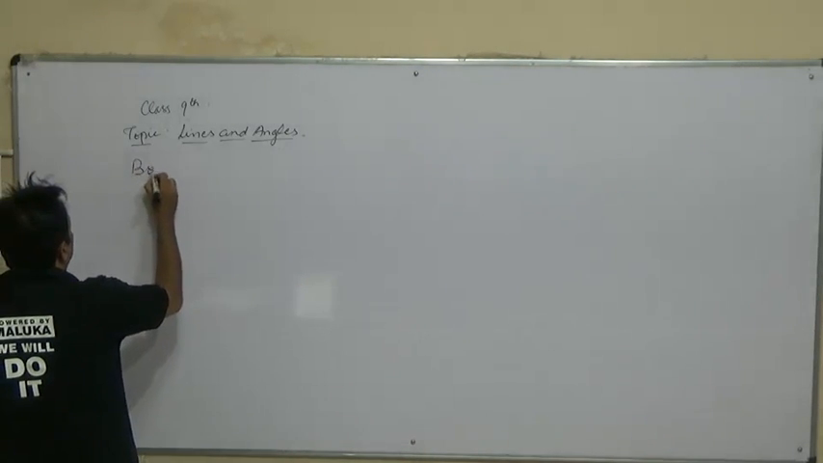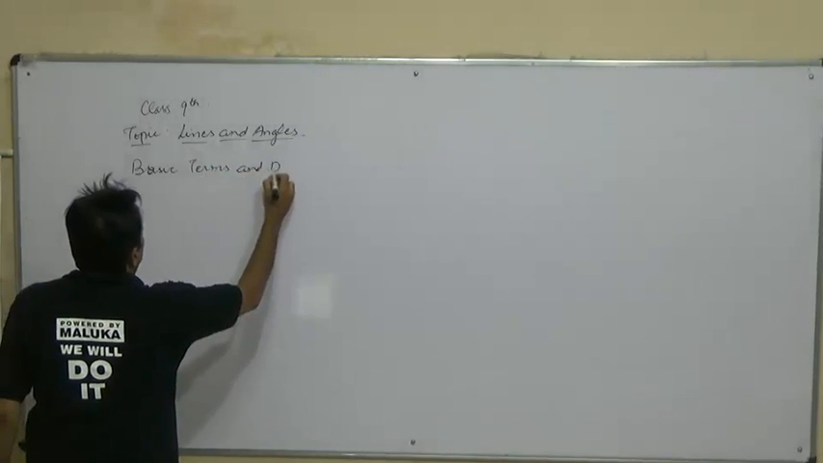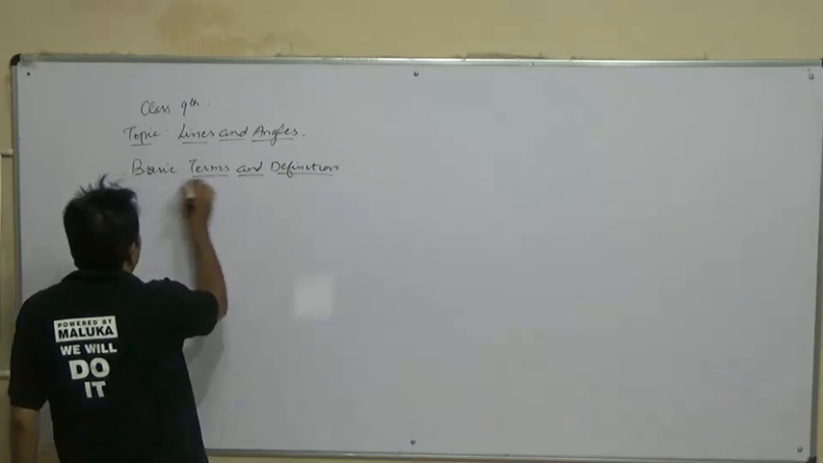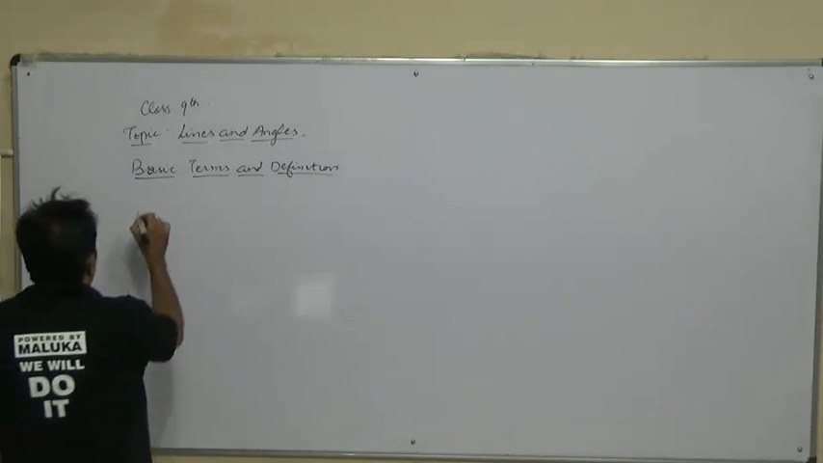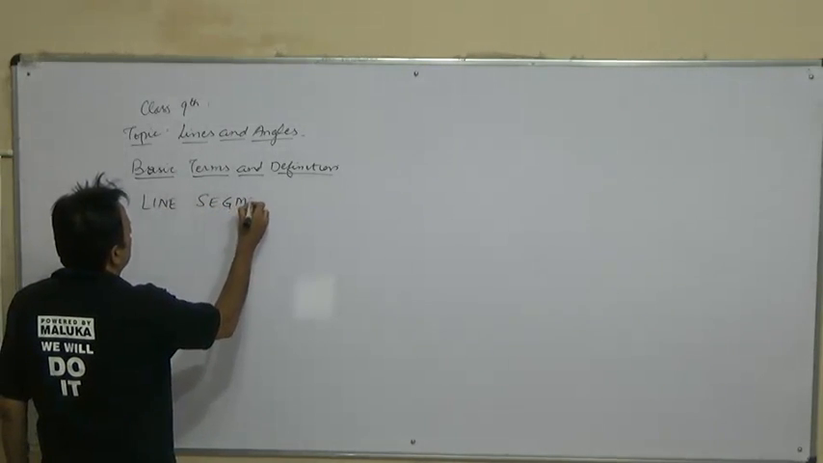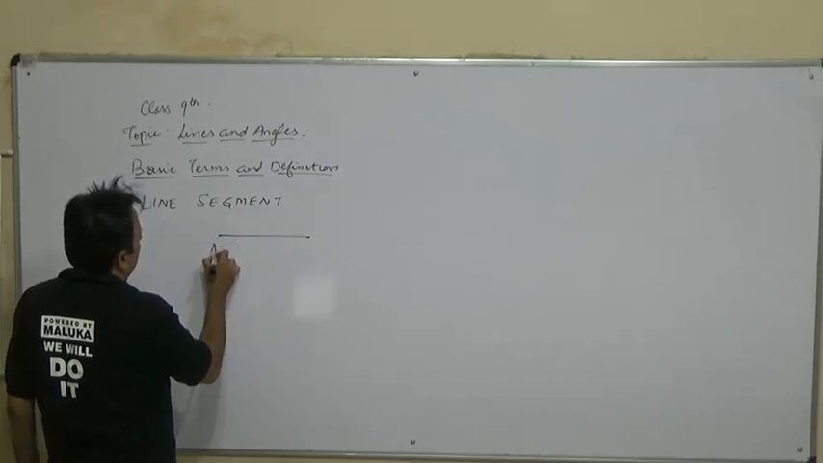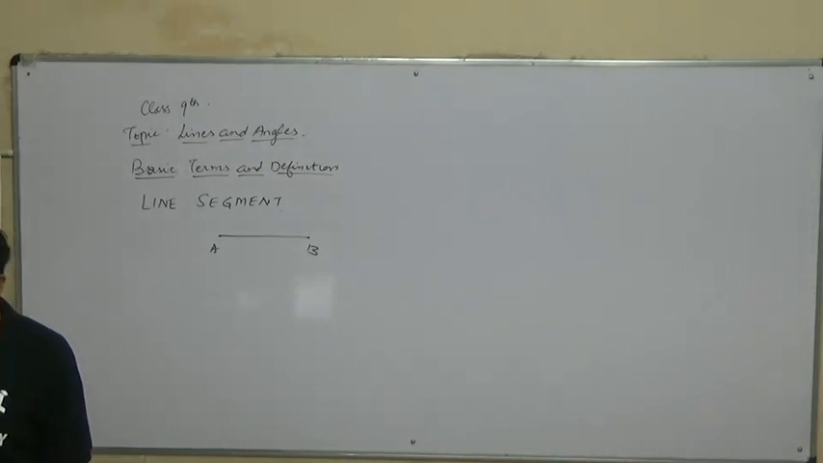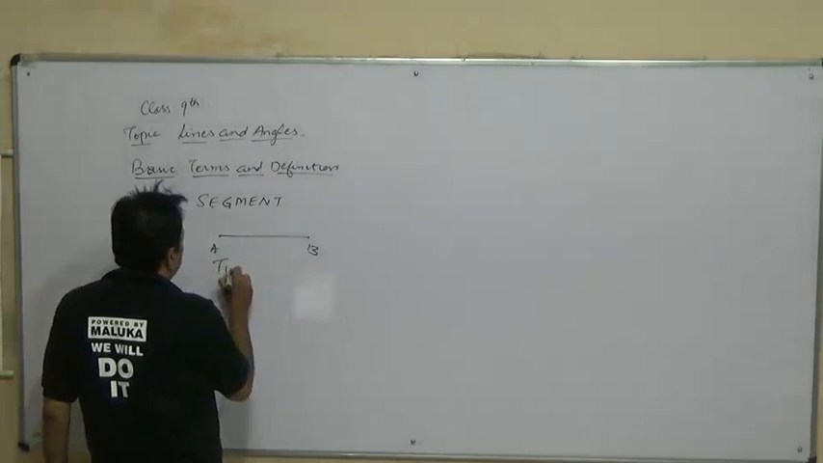Basic terms and definitions, so that we can understand this topic very well. These are very easy terms. Likewise, what is a line segment? So first is line segment. This is your line segment AB. A line with two endpoints is known as a line segment. It has got two endpoints A and B, two endpoints.